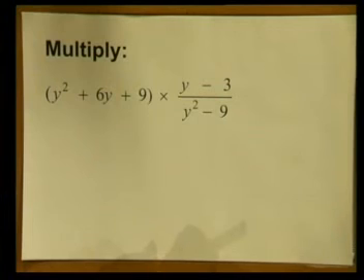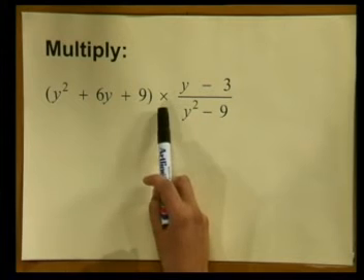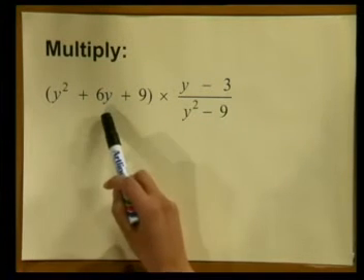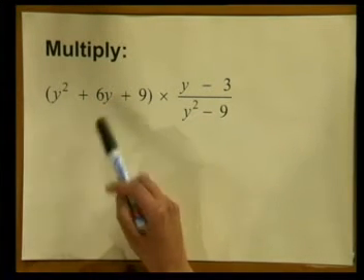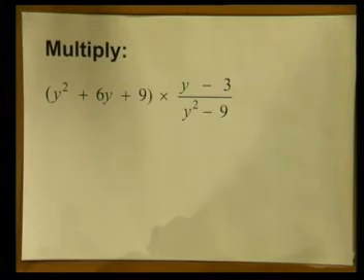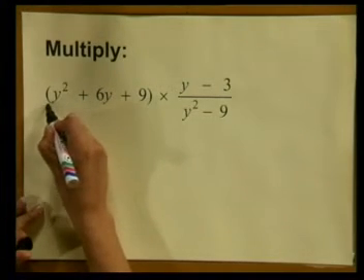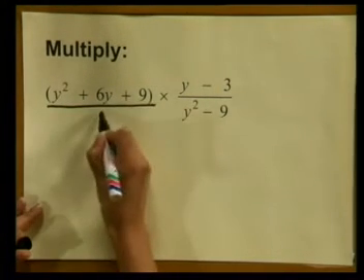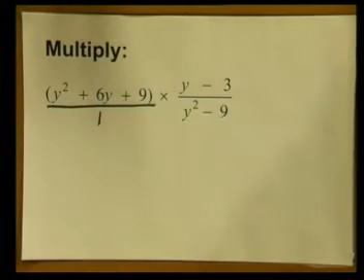Now let's do one more example. Multiply y squared plus 6y plus 9 multiplied by y minus 3 divided by y squared minus 9. Now notice we are multiplying fractions, but over here we don't have a fraction. So the first thing we always do in a question like this is make it a fraction. So we divide it by 1.